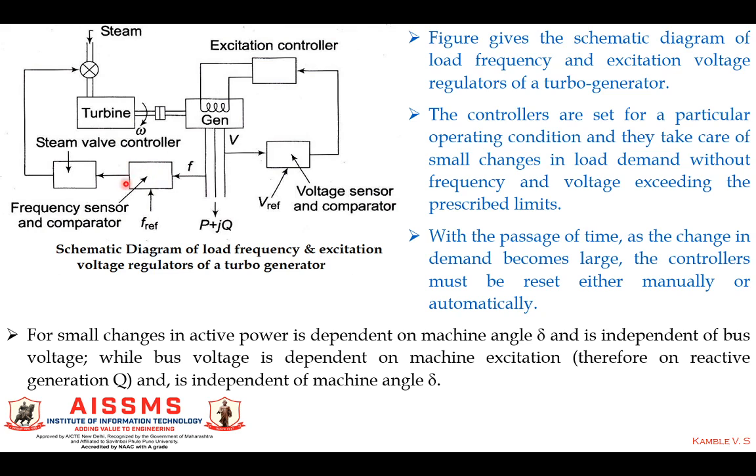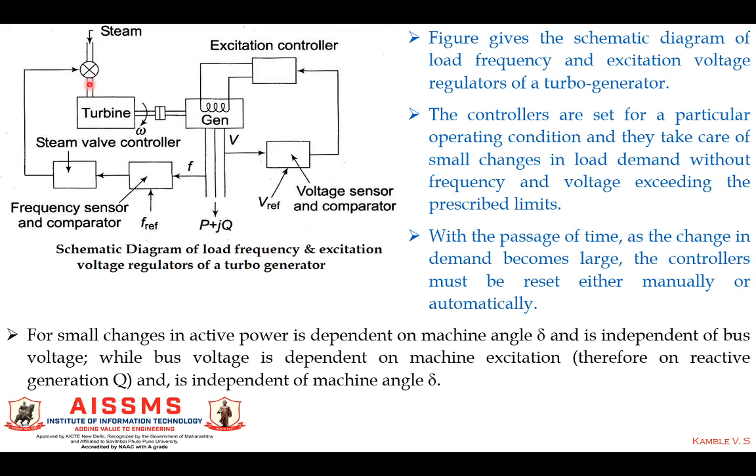If this change increases, then it will give a signal to the steam valve controller to increase or decrease the steam input to the turbine. The output of the steam valve is controlled by this controller. So whatever steam is given to the turbine will be controlled with the help of the steam controller. Whenever the frequency increases, you have to decrease the steam input. Whenever the frequency decreases, you have to increase the steam input to the turbine.